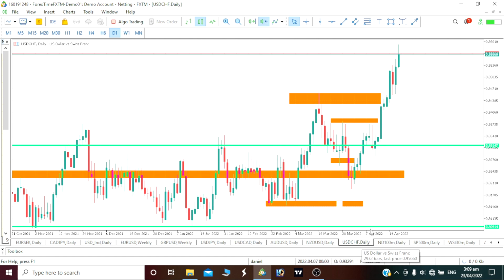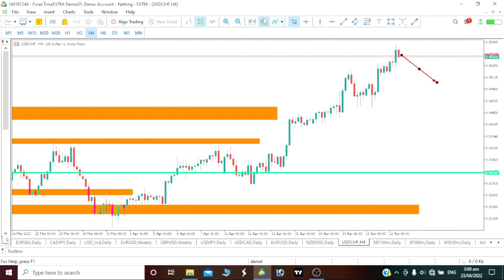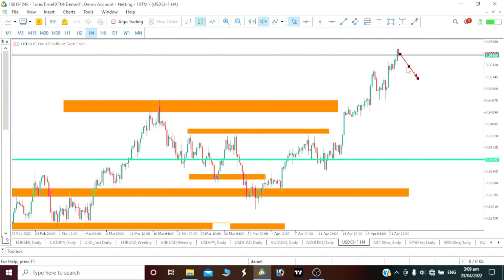Now on our USD Swiss franc, like I said, we are waiting for a retracement, a pull down. Let's see on our 4-hour time frame if we see that push down, probably to this area here. That's exactly what I am aiming for. See this area where price has reacted, giving us a resistance. We see that our price has also given us a support around this area here.